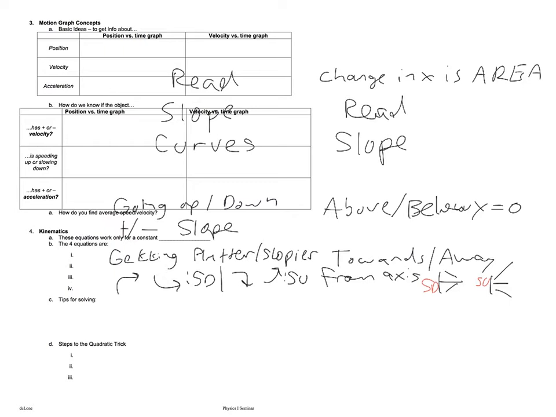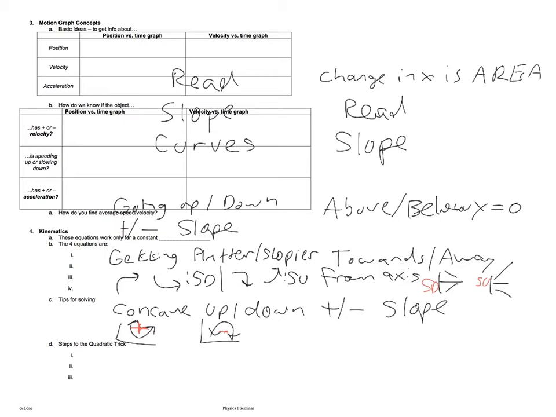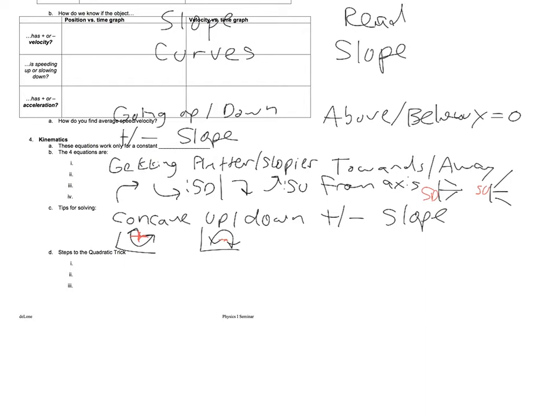Last thing is positive or negative acceleration. So on a position versus time graph, we're looking at whether it is concave up or down. So remember, up like a cup means positive acceleration. Down like a frown means negative acceleration. On the velocity versus time graph, we are looking simply at whether or not we have a positive or a negative slope. Last little bit here, looking at finding average speed, average velocity on these kinds of graphs.